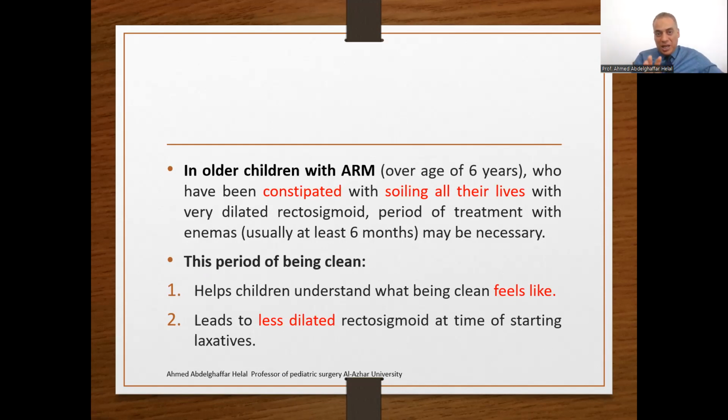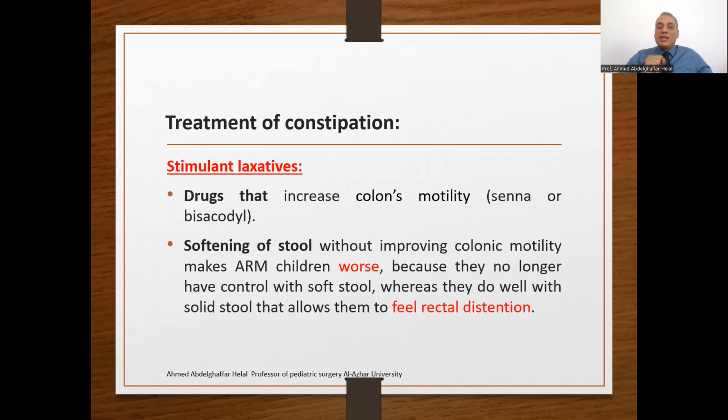So it's very important in older children with neglected anorectal malformation over the age of 6 years, with continuous constipation, soiling all over their lives, and severe, huge dilatation of the rectosigmoid. These children may need a period of treatment with enemas, usually at least 6 months, to help them understand what being clean is and also to make a less dilated rectosigmoid before starting laxative therapy. Number two, treatment of the constipation by stimulant laxative.